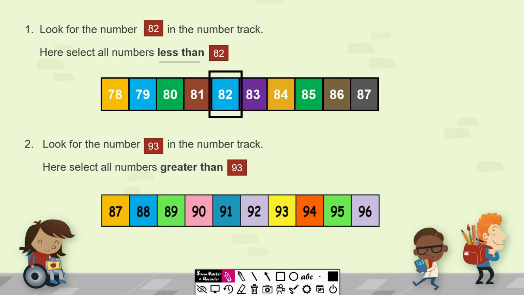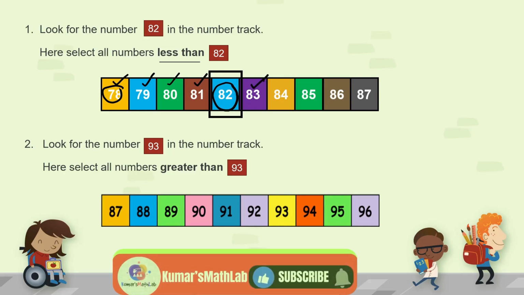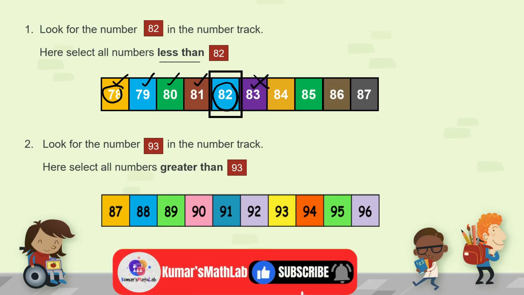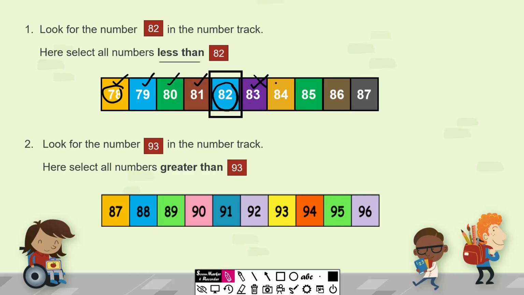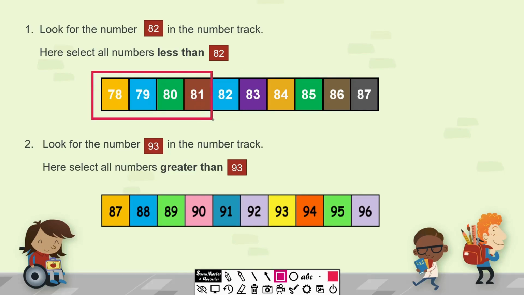So, let's see. Is 78 less than 82? Yes, it is less than 82, right? 79 is less than 82, 80 is less than 82 and 81 is also less than 82. Now see, here it is 82. Is 83 less than 82? No, it is not less than 82. Is 84 less than 82? No. 85? No. 86? No. 87? No. So, these numbers are less than number 82, right?